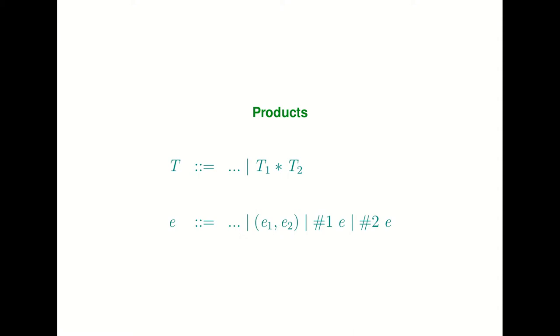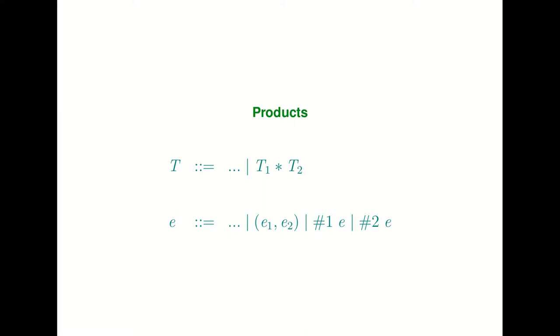And so for L3, we're going to start by considering how to group data together. So we're going to start with product types, or pair types. And so the product type, T1 times T2, represents a pair of values, one of type T1 and one of type T2. And so the introduction form for this product type is a pair. So we have one expression E1 paired with a second expression E2. And so the idea is that whatever value E1 evaluates to will be the first component of the pair, and whatever E2 evaluates to will be the second component of the pair.